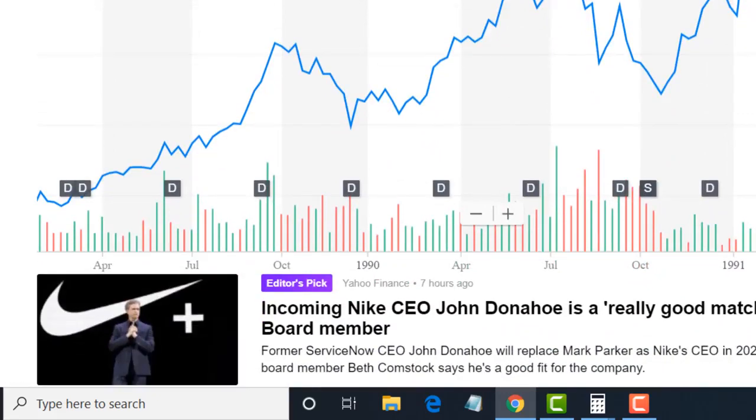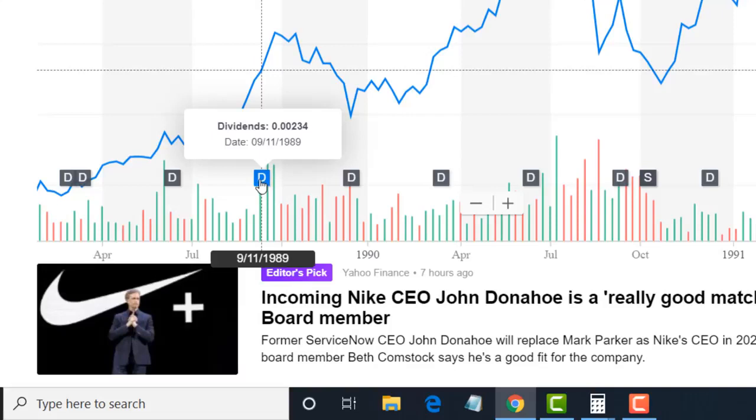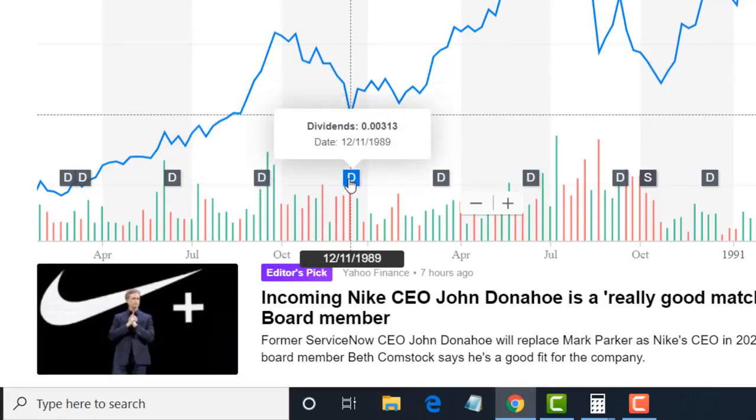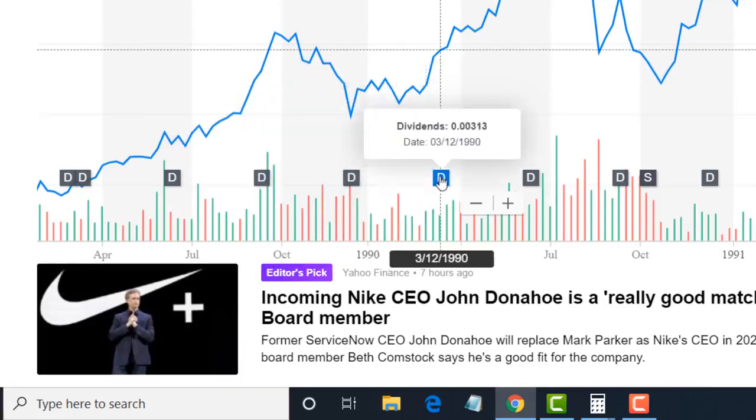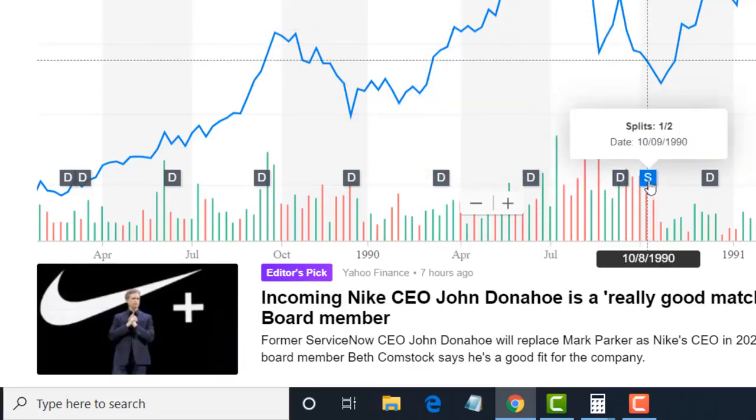And I'm going to look here at the chart. I've zoomed into this particular chart. You'll see down here these little square boxes. These are dividends, okay? These are dividends that were paid in 1989. And then you'll see a box that says S. That shows you a stock split. So on October 9th of 1990, Nike had a stock split.